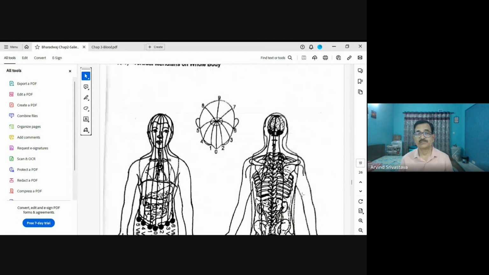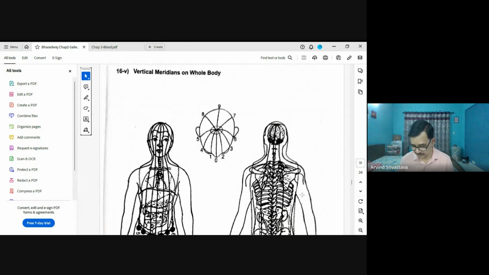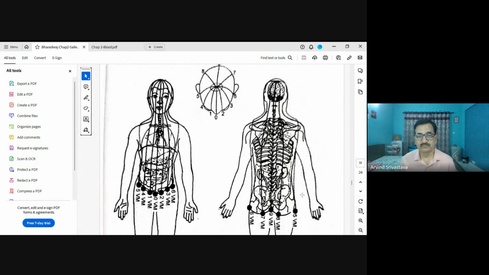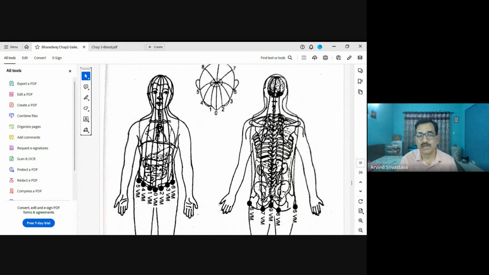This way. This vertical meridian, you just see this vertical meridian, zero meridian starts from this point in the middle part of the body, just near gonads. It goes up to the chest region. This is chest region, sternum, then neck, then nose, then it goes to head.